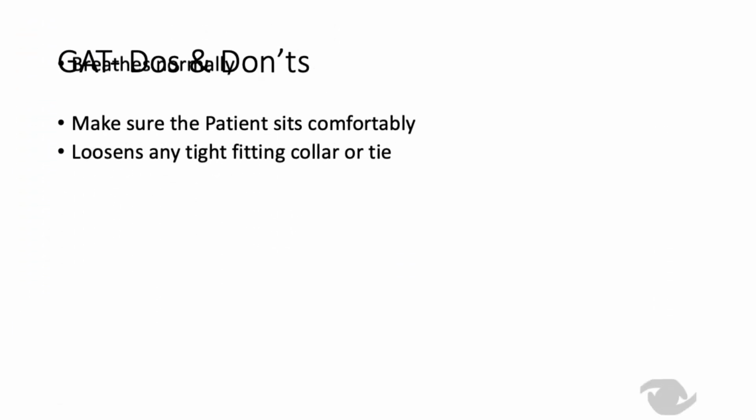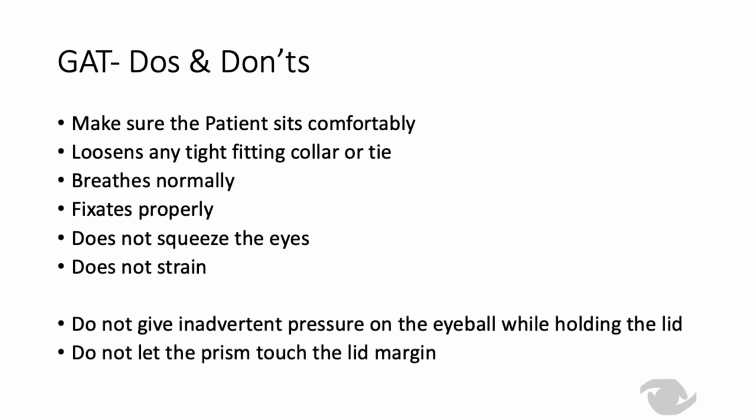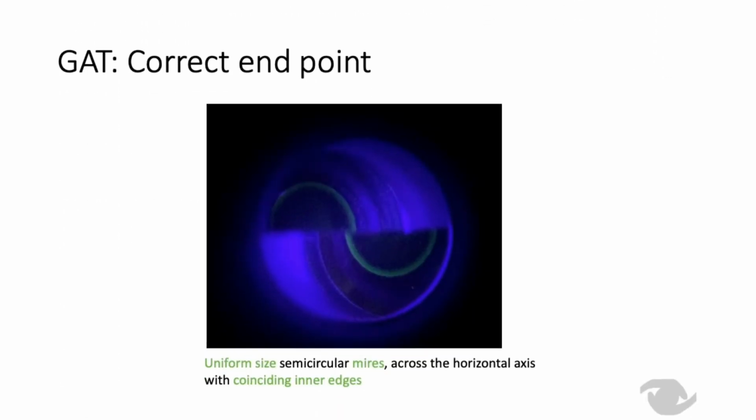To avoid false readings, make sure the patient sits comfortably, loosens any tight-fitting collar or tie, breathes normally, fixates properly, does not squeeze the eyes and does not strain. One must not give inadvertent pressure on the eyeball while holding the upper lid. Also take care to not let the prism touch the lid margin or eyelashes, especially in eyes having narrow palpebral fissure, are deep set or have dermatochalasis. Appropriate technique gives the correct endpoint where the inner edges of the mires touch each other.